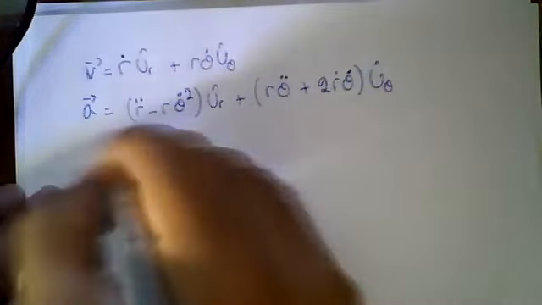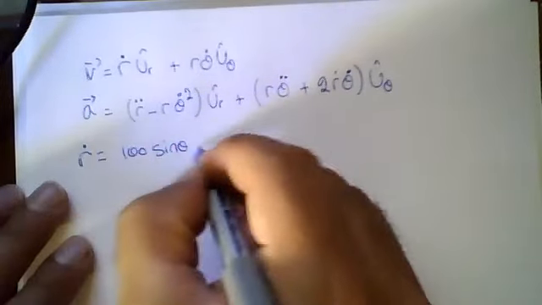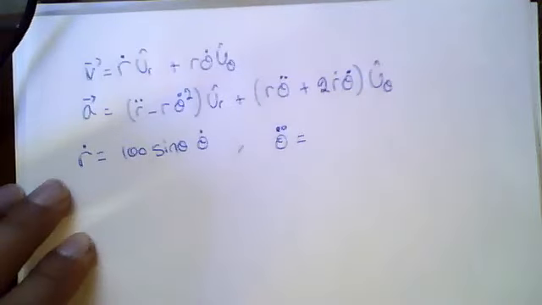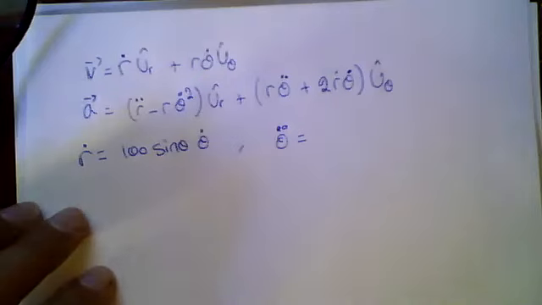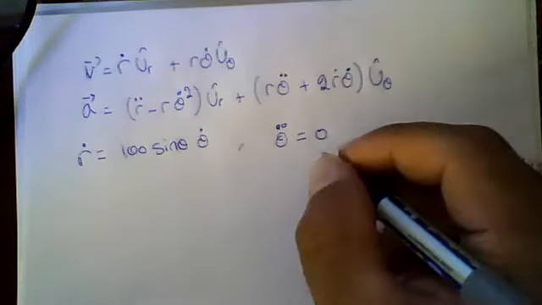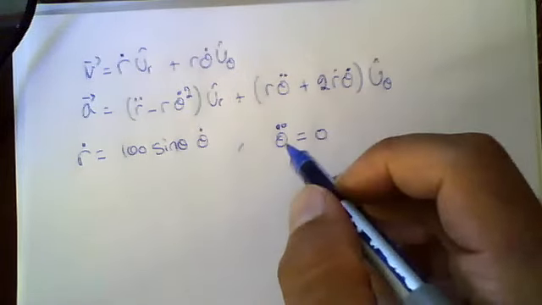All right, how can I find that right now? So I have already calculated that r prime was equal to how much? 100 sine theta times theta prime. What is theta double dot, by the way? Can someone tell me? Is it zero? Why? Because theta prime is constant. Bravo, exactly. Yes, theta prime is constant, so theta double dot is 0.